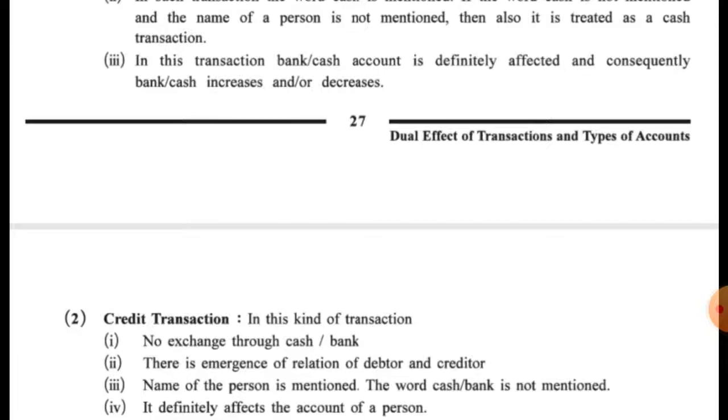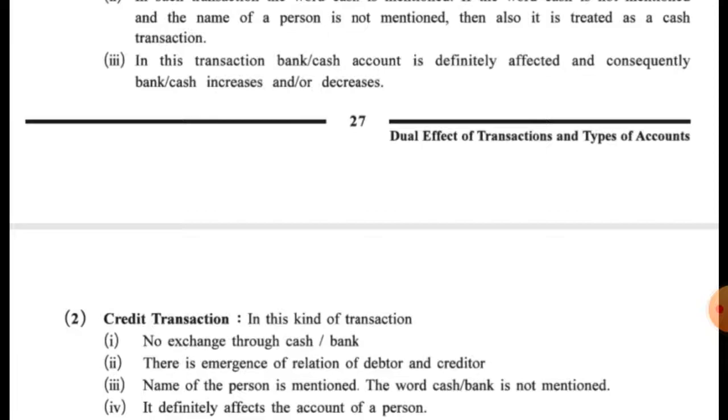Next, there is an emergence of a relation of debtor and creditor. As the payment is not made immediately in case of purchase, and similarly in case of sales you will not receive the payment immediately, the relation of debtor and creditor will arise in case of a credit transaction. The name of the person is mentioned, and the word cash or bank is not mentioned.